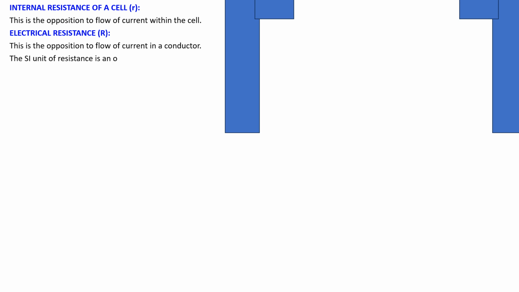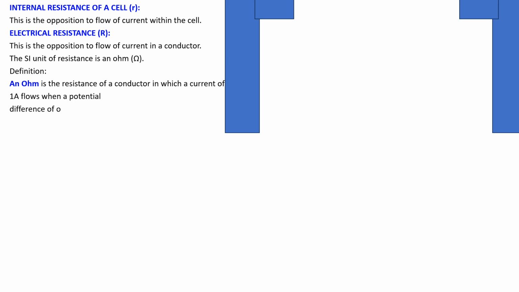The unit of resistance is the ohm, and the definition of an ohm is the resistance of a conductor in which a current of 1 ampere flows when a potential difference of 1 volt is applied across its ends. When you apply a voltage of 1 volt across the ends of a conductor, and you allow a current of 1 ampere to flow through it, the resistance to that current in that conductor is measured and recorded as an ohm.